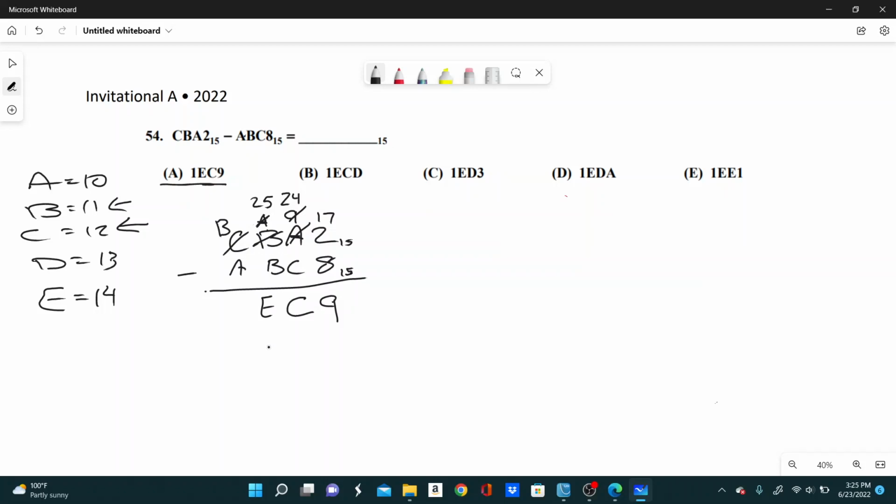And then finally, we get an easy one. So we just have B minus A. If B is 11 and A is 10, then right here, we just get a 1. So it looks like we have answer choice A.